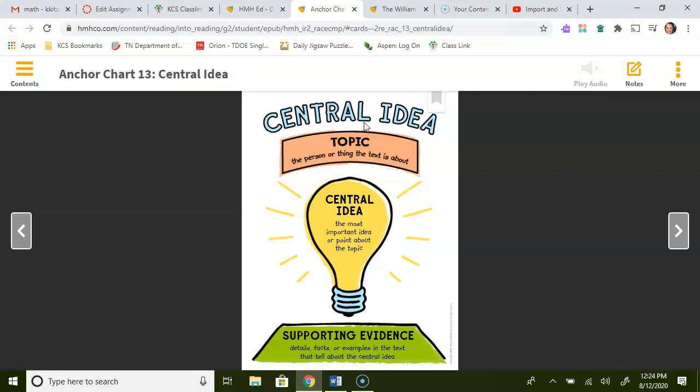Yeah, I kind of agree. He changed baseball. He never gave up, and he saw a problem, and instead of walking away from a problem, he tried to solve it. And so if we were going to talk about supporting evidence from the text, what are some details or examples that told you that William Hoy didn't give up?